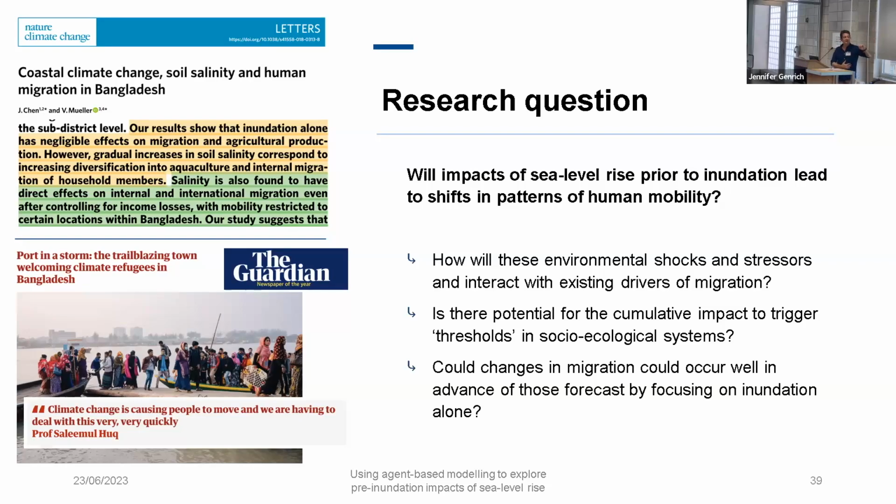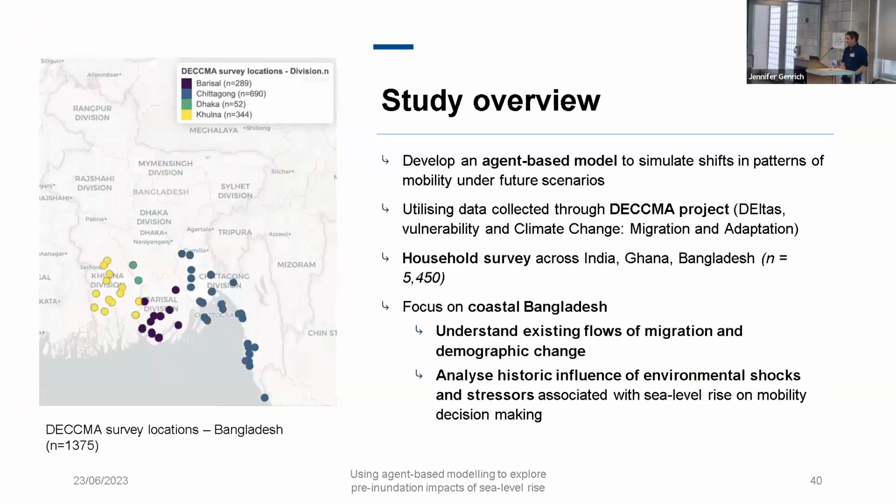And finally, if these changes in migration occur, are they going to be well in advance of the timescales we would expect if we're looking at inundation alone? So this is what's driving the research approach. I'm hoping to use an agent-based model to simulate those effects. I'm utilizing pre-existing data. This is an interesting process because I wasn't involved in developing this approach, but it's the DECCMA project, which some of you may be aware of, Deltas, Vulnerability and Climate Change: Migration and Adaptation.